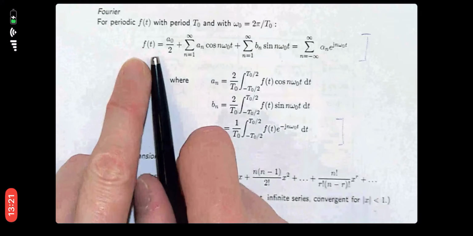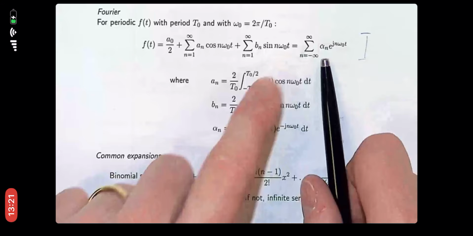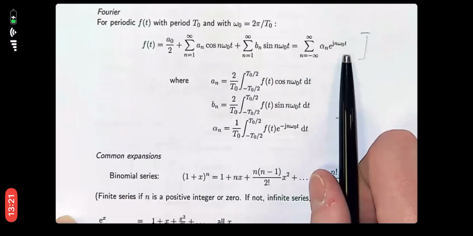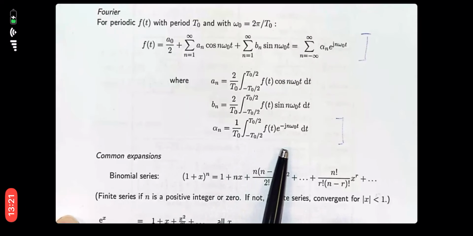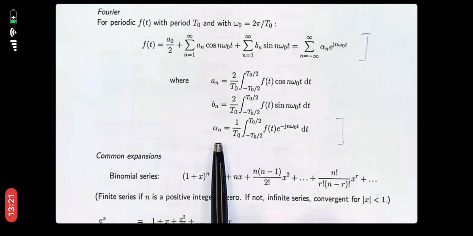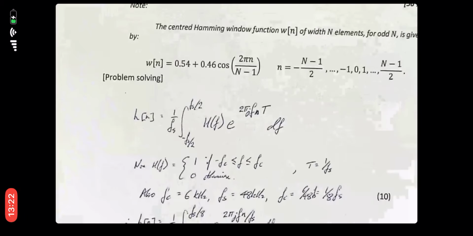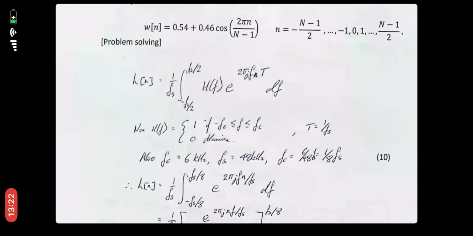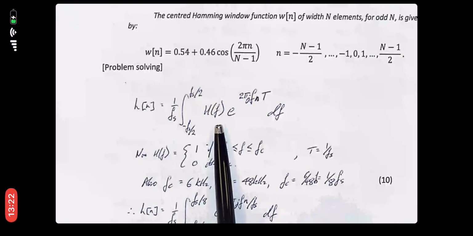But here we've got F of T is this sum from n equals minus infinity to infinity, alpha of n, e to the j, n, omega of t, where alpha of n is this 1 over 2 pi integral f of t e to the minus j, n, omega of t, dt. This is going to be our filter coefficients. And so, actually, if we look at the solution in the paper solution, this is how we calculate the coefficients.